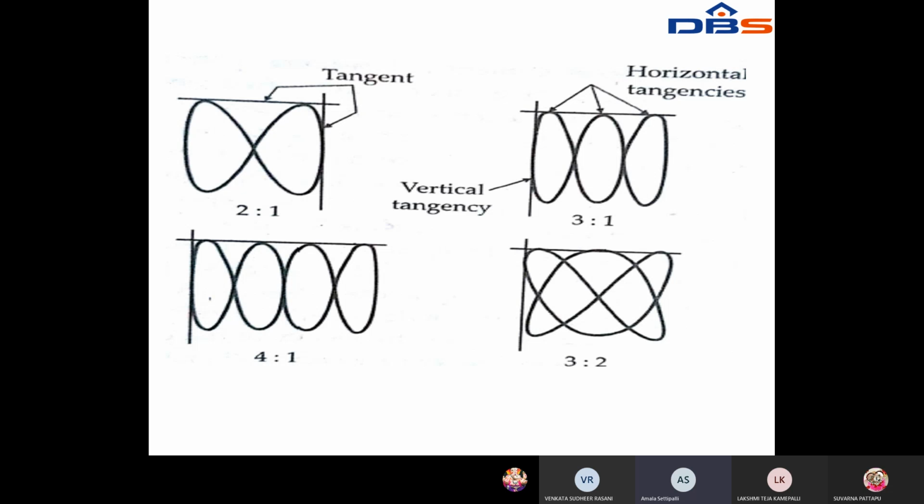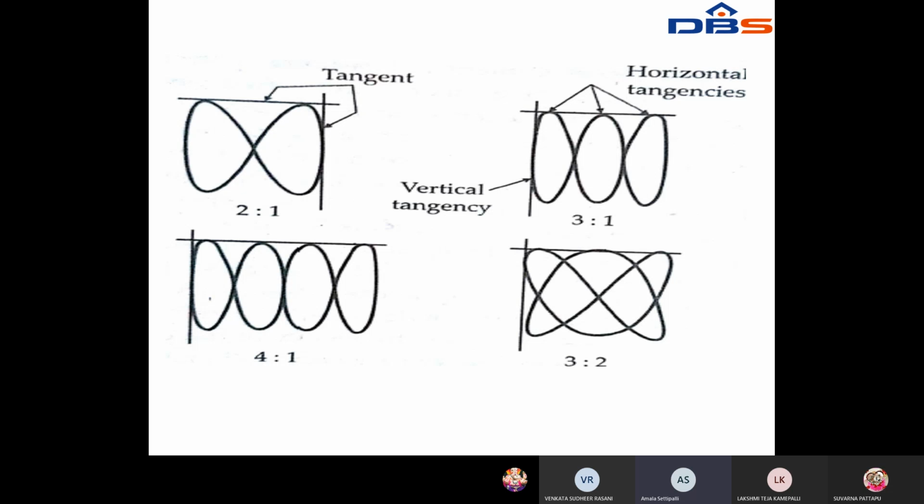So here, on the horizontal axis the number of tangencies is 2, and on the vertical axis the number of tangencies is 1. At that time you can write 2 by 1, which is nothing but the frequency ratio. Coming to this one, the horizontal tangencies are 3 and the vertical tangency is 1, so 3 by 1.